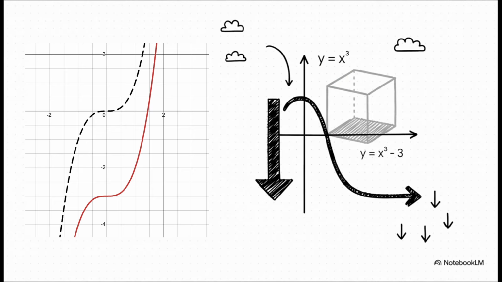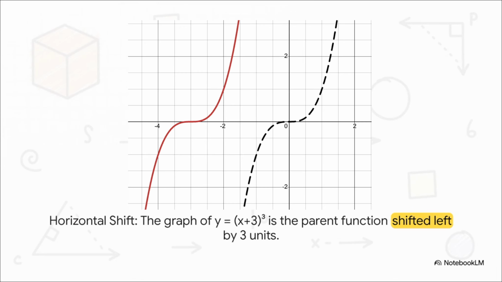Let's see it in action. If we have y equals x cubed minus 3, that minus 3 is our k value. And just like you'd think, it takes the entire original graph and just shifts it straight down by 3 units. Simple as that. And what about a horizontal shift?